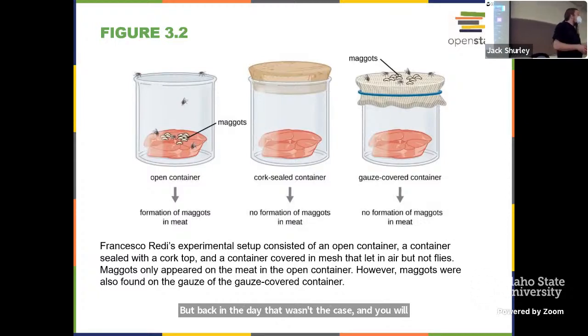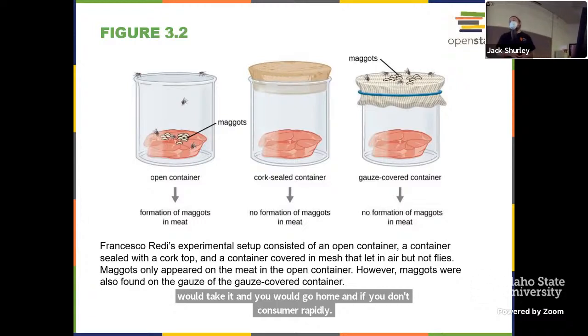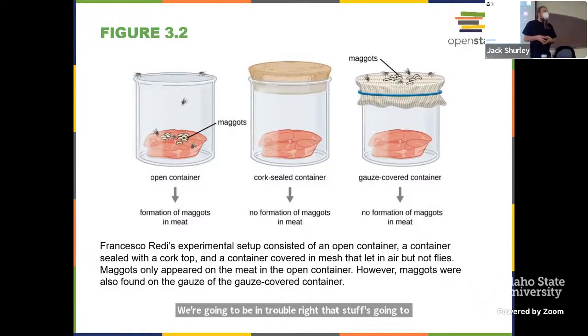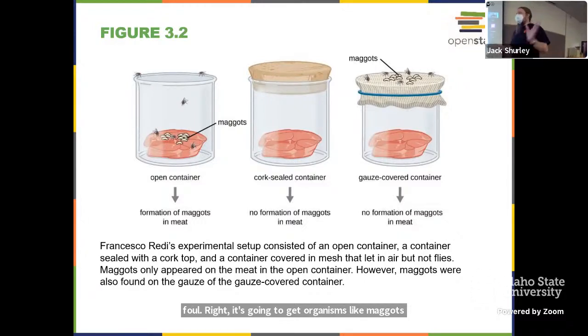And if you don't consume it rapidly, well, you're going to be in trouble, right? That stuff's going to foul, right? It's going to get organisms like maggots on it. And then we start thinking ice boxes and then refrigeration, you know, all of these things. We're not concerned about that, all right?